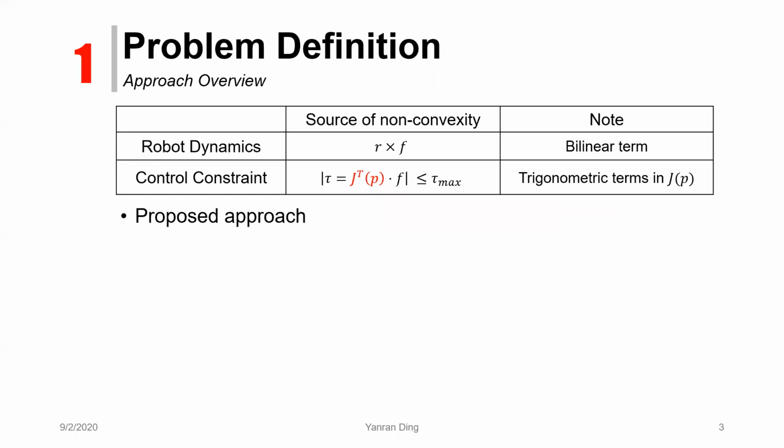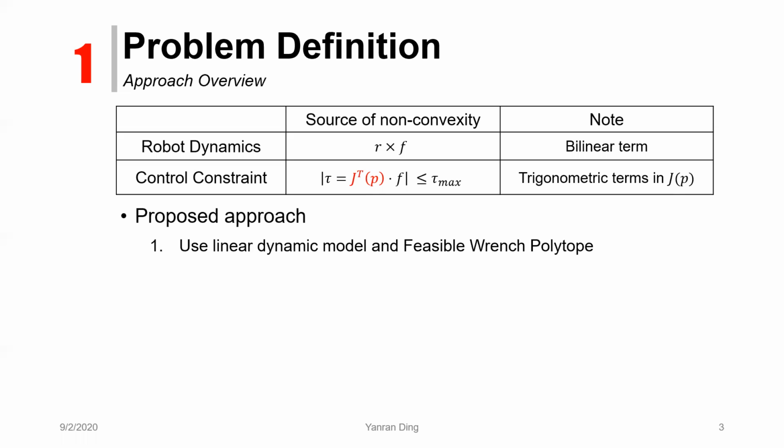This is a difficult problem to solve because of the non-convexity from the robot dynamics as well as the control constraint. The non-convexity of the robot dynamics comes from the bilinear term R cross F, where R is the vector from the center of mass of the robot to the contact point, and F is the ground reaction force. The non-convexity of the control constraint comes from the trigonometric terms in the Jacobian matrix. To tackle this problem, we propose the following approach.